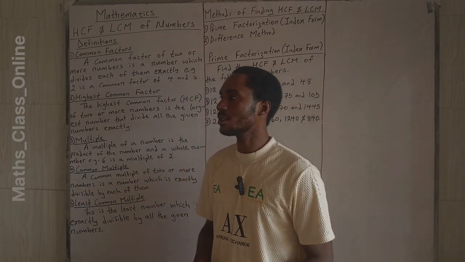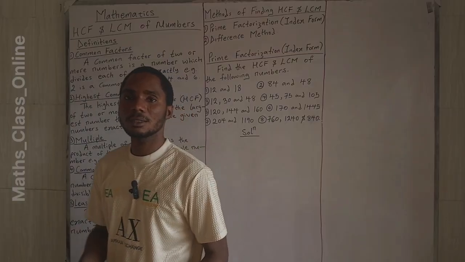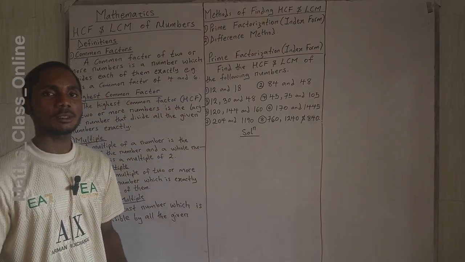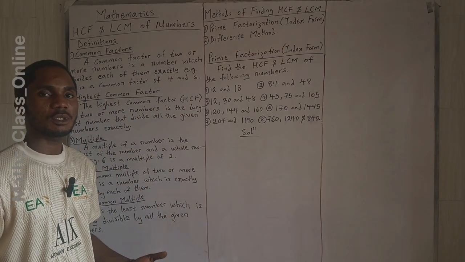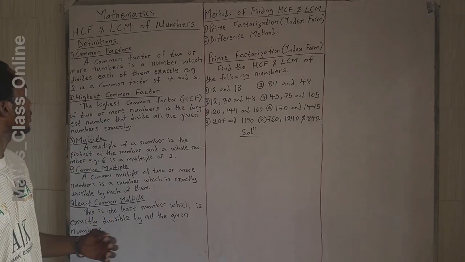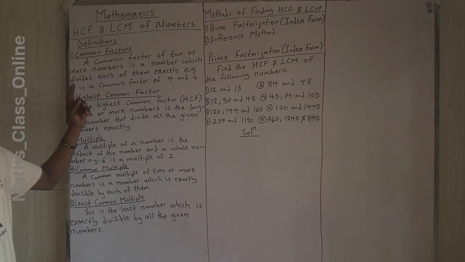Our topic for today's class is highest common factor and least common multiple of numbers. In our previous class, we have discussed what factor is. Today, the first definition we have here is common factors.